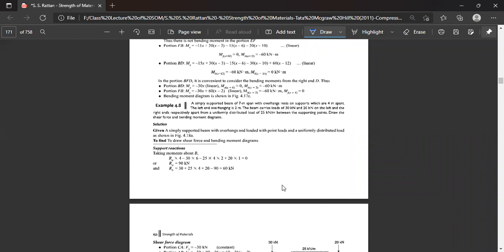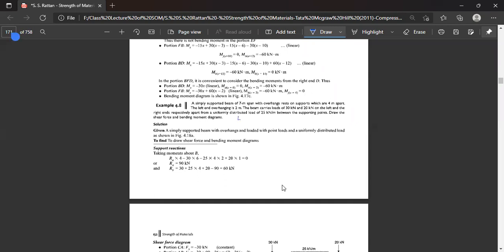So what is given? Total span length is 7 meter. The overhang rests on supports which are 4 meter apart. So the distance between the supports A and B is 4 meters. So we are left with 3 meters, and the left hand overhang is 2 meters. So the right hand will be overhang by 1 meter.